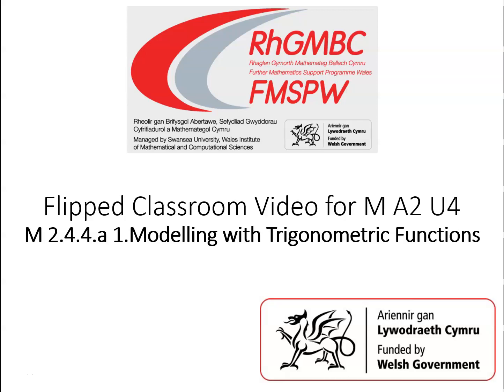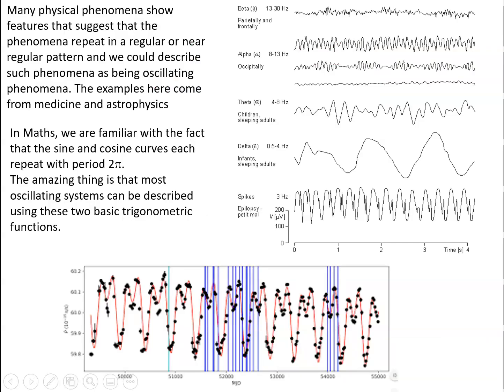In this video, we're going to see how knowledge of the properties of the basic trigonometric functions will enable us to produce models for some scientific phenomenon. Many scientific phenomena show features that repeat in a regular or near regular pattern, and we can describe such phenomena as being oscillating phenomena. Examples on this slide come from both medicine and astrophysics.